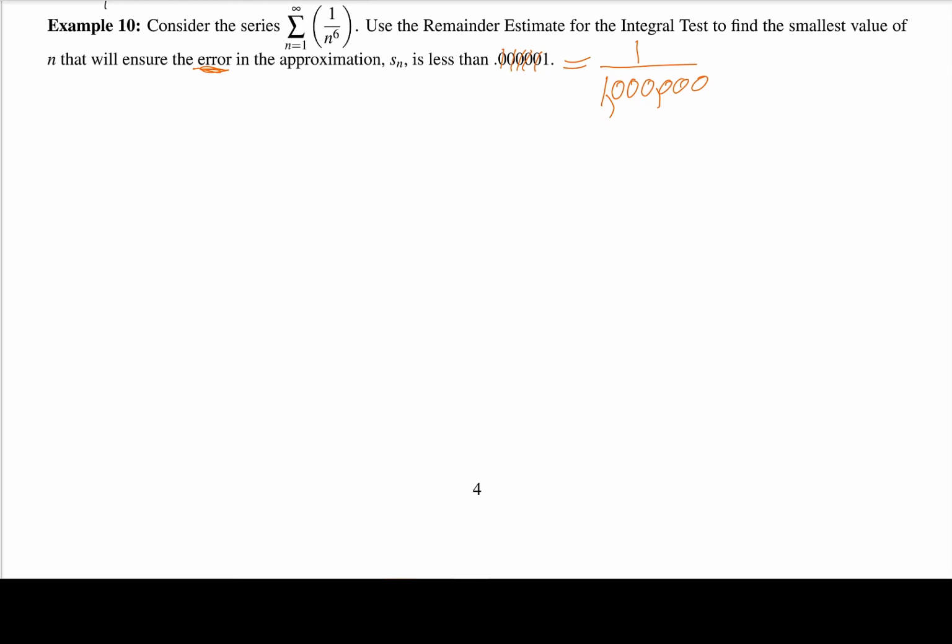Right. So this is going to be the same thing as 1 over a million. Now, what we're saying is that we want this to be our upper bound. So what I need to do is, we know that the upper bound is given by the integral from n to infinity of f of x dx. And so that's exactly what we're going to do. We're going to do the integral from n to infinity of 1 over x to the 6th dx.